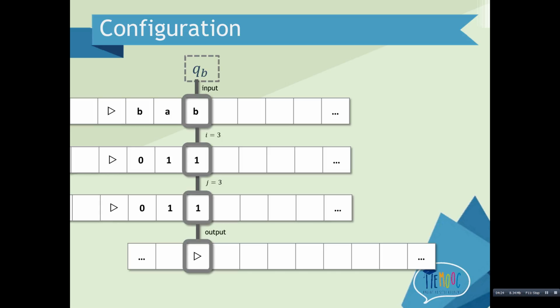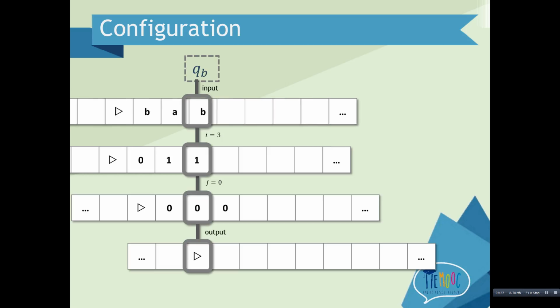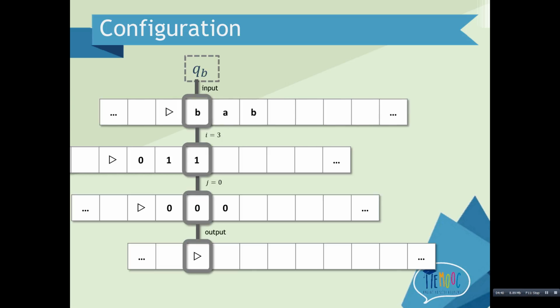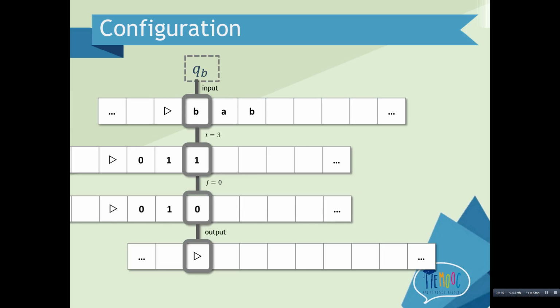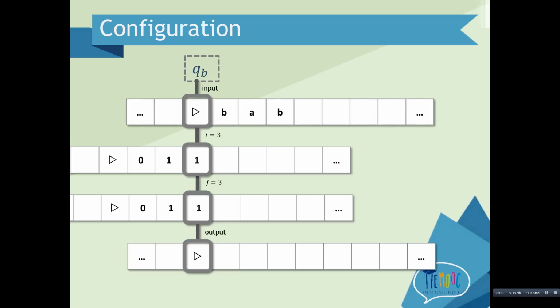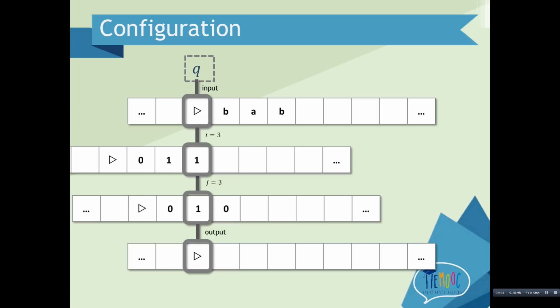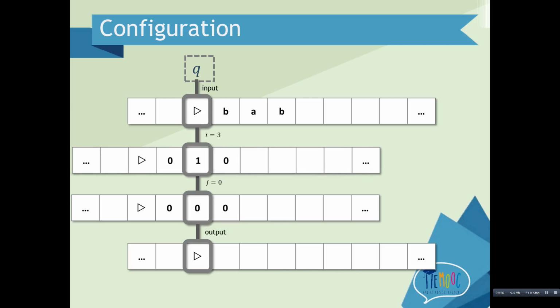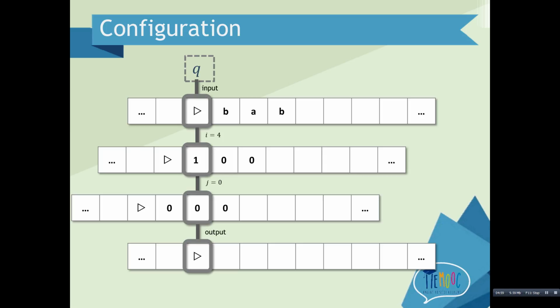We read B again, so we store it in the QB state. Set j to 0, and start to read the word from the right and read the third symbol. We got that the symbol is the same that we stored. In the final iteration, we increase the value of I, which will be 4.